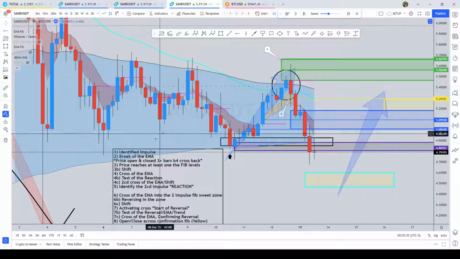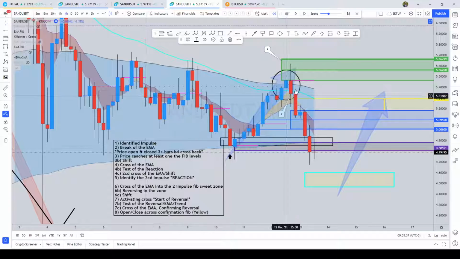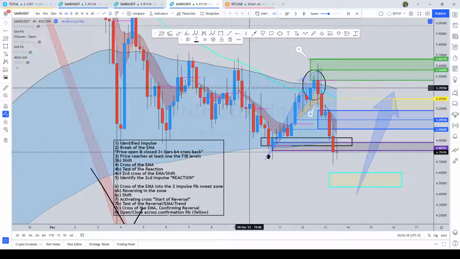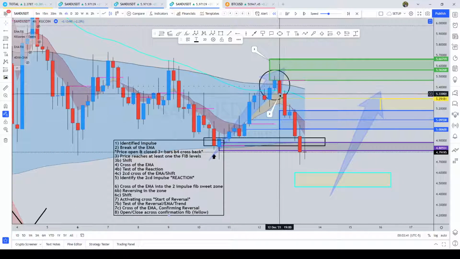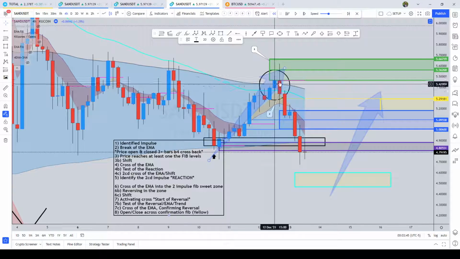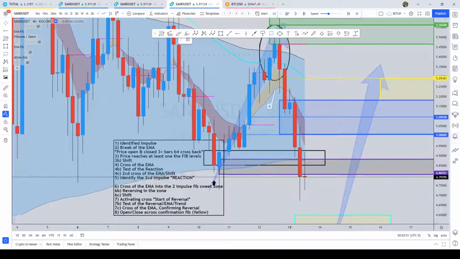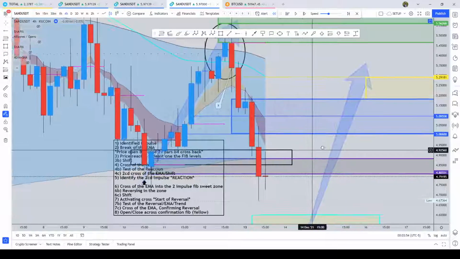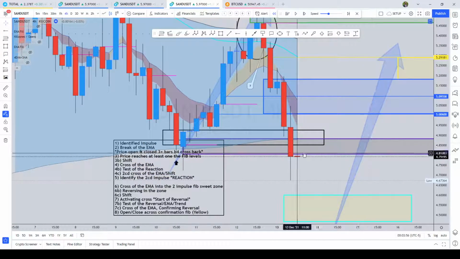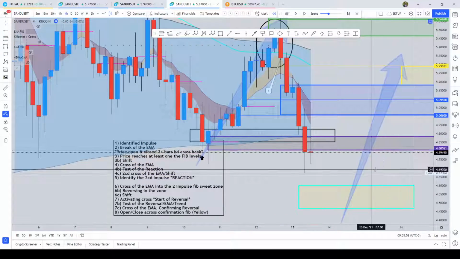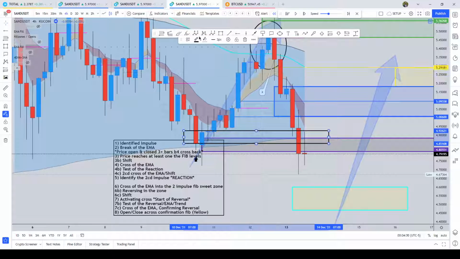Okay. So what did we just do first? We identify the break of the impulse. What did price do now? It broke the EMA. The EMA I'm referring to is the color of the aqua, the 50 EMA. Now what we're waiting on is for price to reject one of the fib levels. Remember, for us right now, the fib levels are these color boxes. So instead of fib levels, think color box. We're waiting for price to break one of the color boxes.